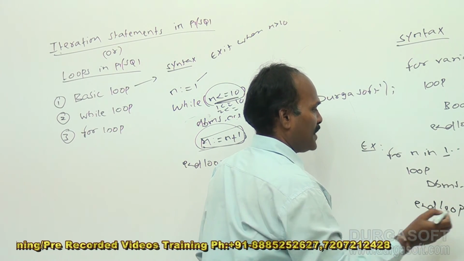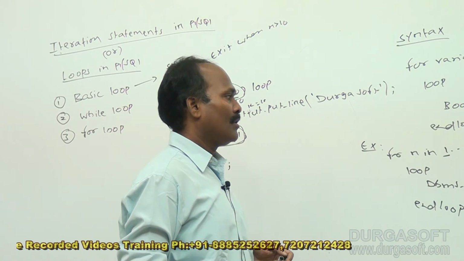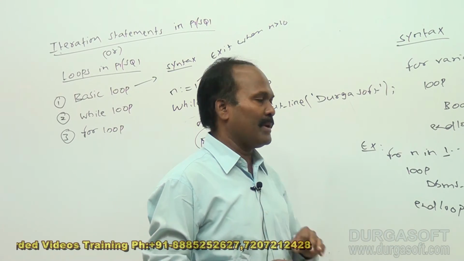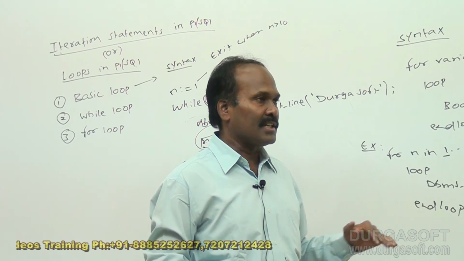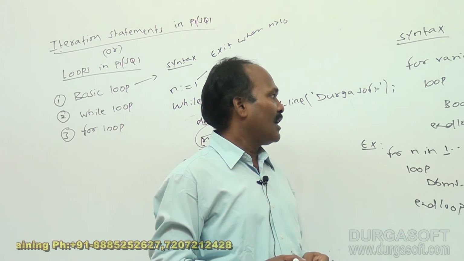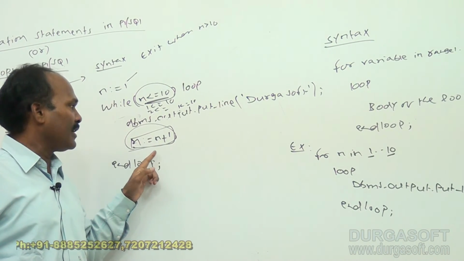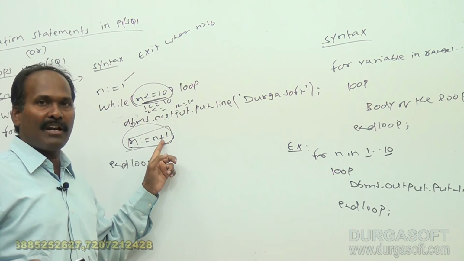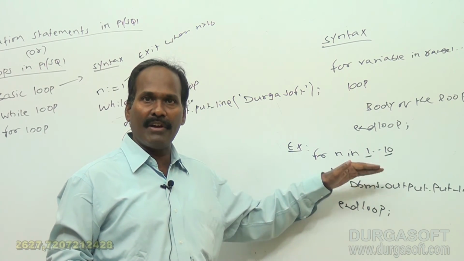So when compared to the basic loop and while loop, there is an advantage in the for loop. What is the advantage here? You need not increment the n variable, the counter or loop controlling variable. Automatically n is incremented. In the while loop, every time you have to say n equal to n plus 1, and unless you say that, the n value will not be incremented. But in the for loop, the n value is incremented automatically.